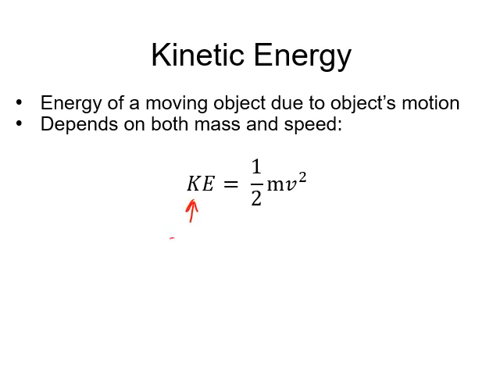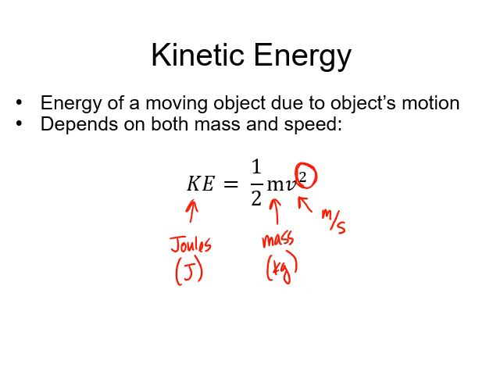Kinetic energy is always going to be in joules, capital J. M still stands for mass, and we still need to use units of kilograms. And then V is velocity, which is meters per second. I cannot stress to you enough, remember to square your velocity. That's where a lot of my students get in trouble, is they forget to square the velocity.